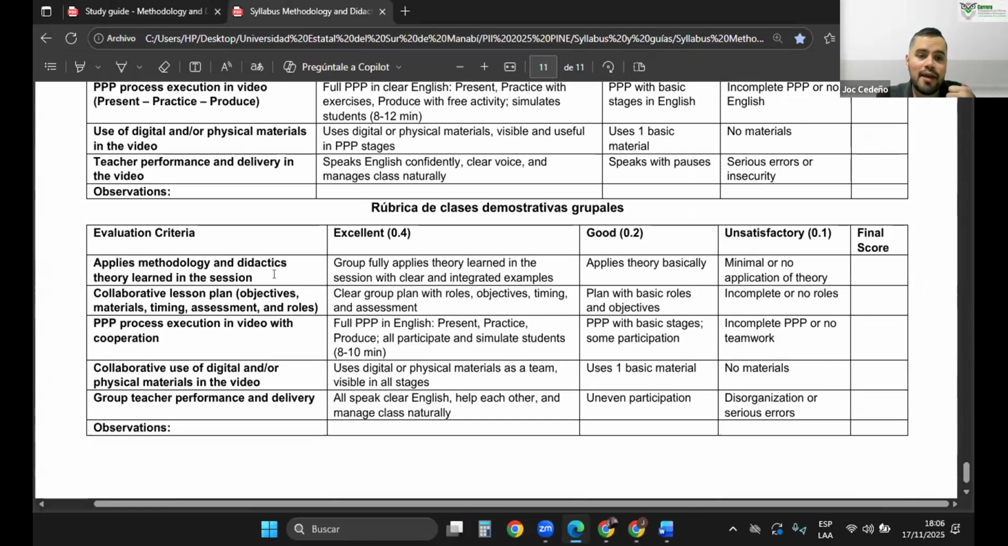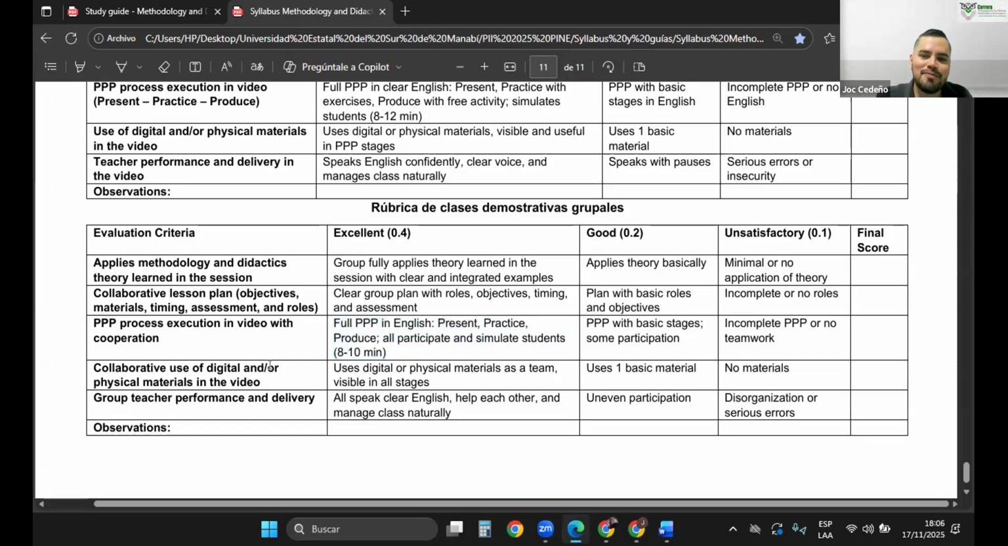So you need to apply the theory. You need to use a collaborative lesson plan. The lesson plan is worth 0.4 points. The PPP process, you see, full PPP in English: present, practice, produce. So yes, it's mandatory, unless you don't want the 0.4 points.